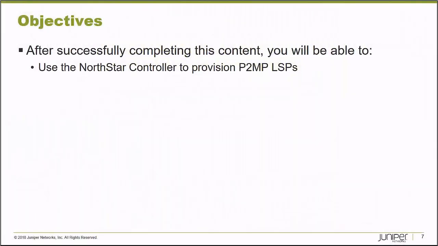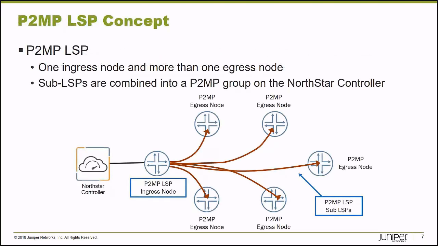After successfully completing this learning byte, you will be able to use the NorthStar Controller to provision point-to-multipoint label switch paths. A point-to-multipoint label switch path has a single ingress node and several egress nodes. When you create a point-to-multipoint label switch path, the NorthStar Controller creates what are called sub-label switch paths that are grouped together to form the point-to-multipoint label switch path.